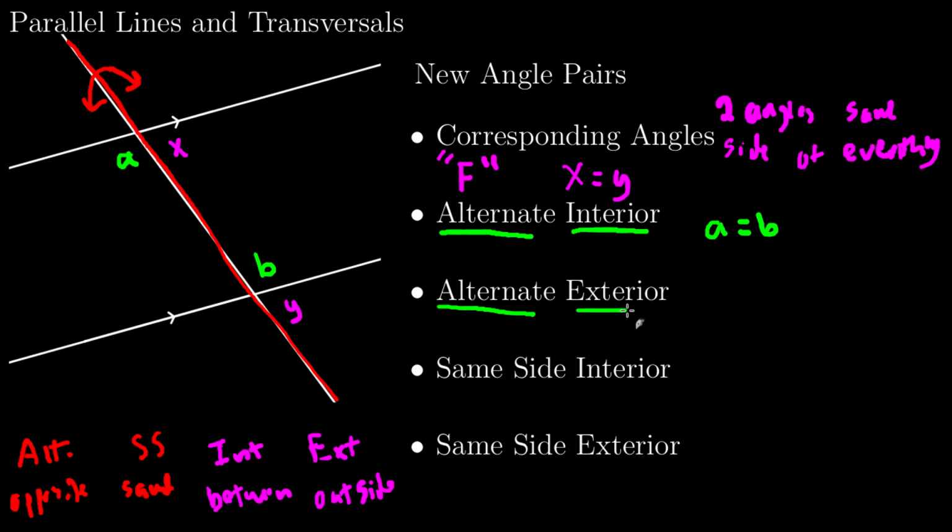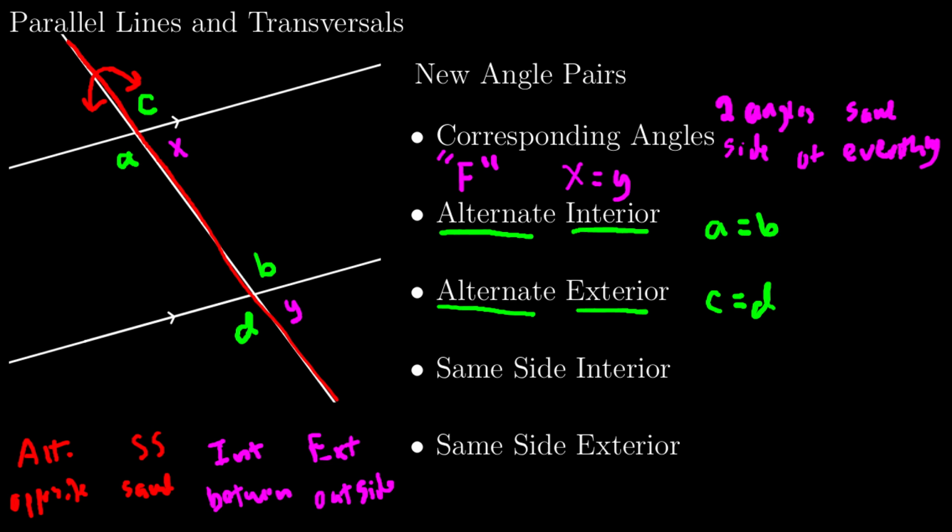Alternate exterior, again, is opposite sides of the transversal, but now outside the two parallel lines. So let's use C and D. Again, there are two different pairs of both of these. I could have A here, B here, or A there, B there. I'll put C here, and to find the other one, this is one outside, so I'm going to go out here. I need to be alternate, so C was on the right side, I'll put D on the left side. And the rule for alternate exterior, again, is that they are equal, so C is equal to D.